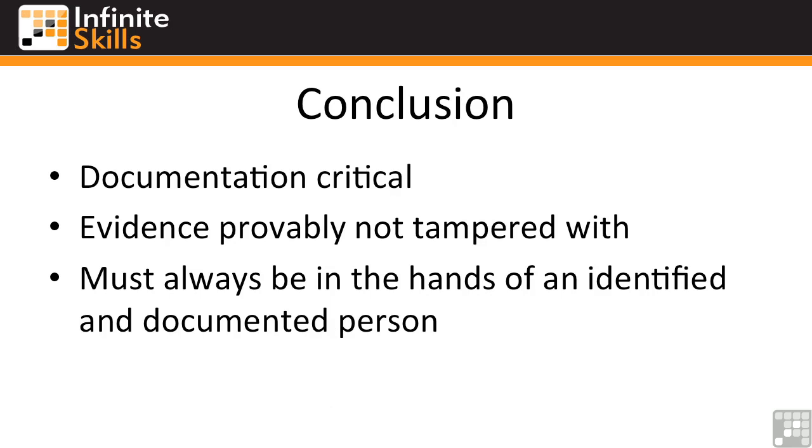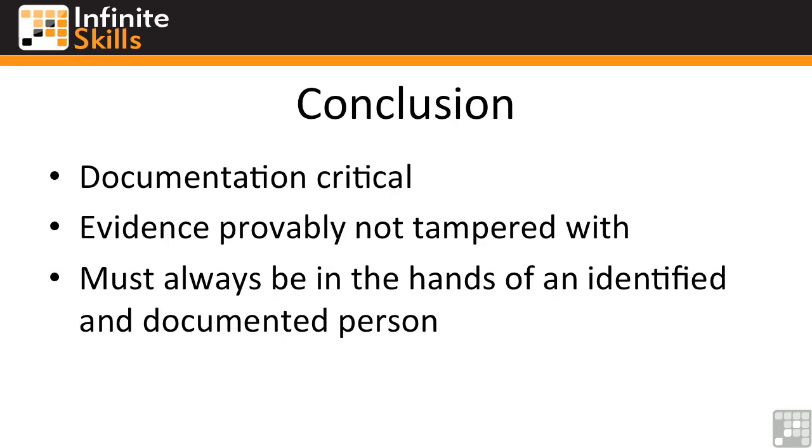So in conclusion, documentation is critical. You must have the chain of custody documentation complete and accurate. Evidence should be provably not tampered with, so you should have a way to secure the evidence when it's not being worked on, and it should always be in your sight and in your possession when it is being worked on. And I don't mean specifically in your hands, it must be in your possession somehow, whether you're working on it or whether you've got it secured somewhere.